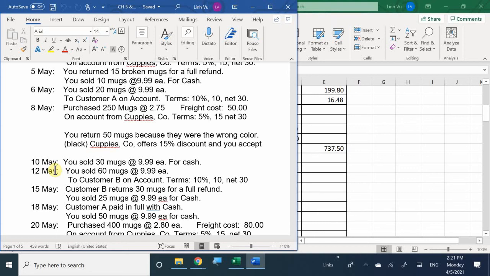Okay. So we originally purchased brown mugs, right? But they decided to send us 50 black ones. And it's like, well, I originally purchased the brown ones. But they convinced us, hey, you could still sell the black ones. They're the same thing, they're just different colors. So they decided to offer us a discount because they sent us the wrong cups.